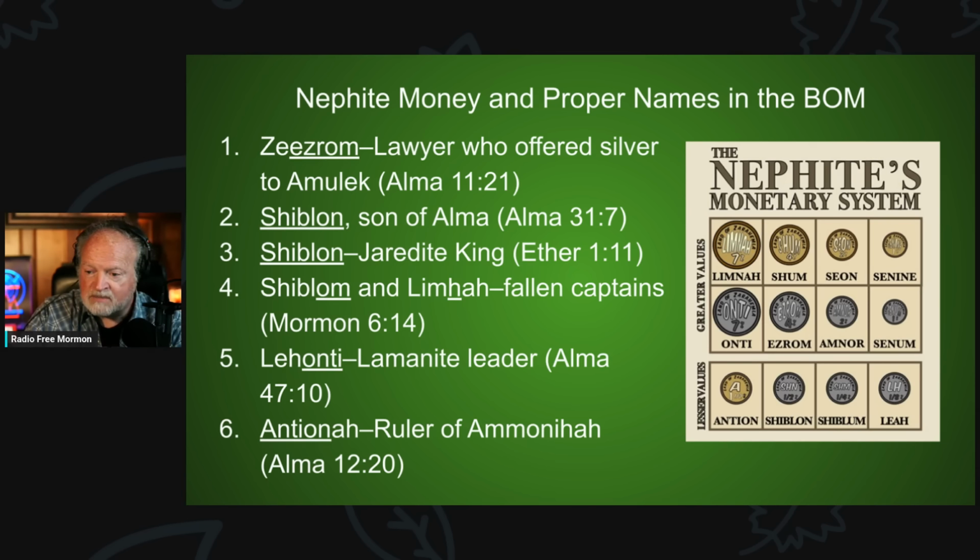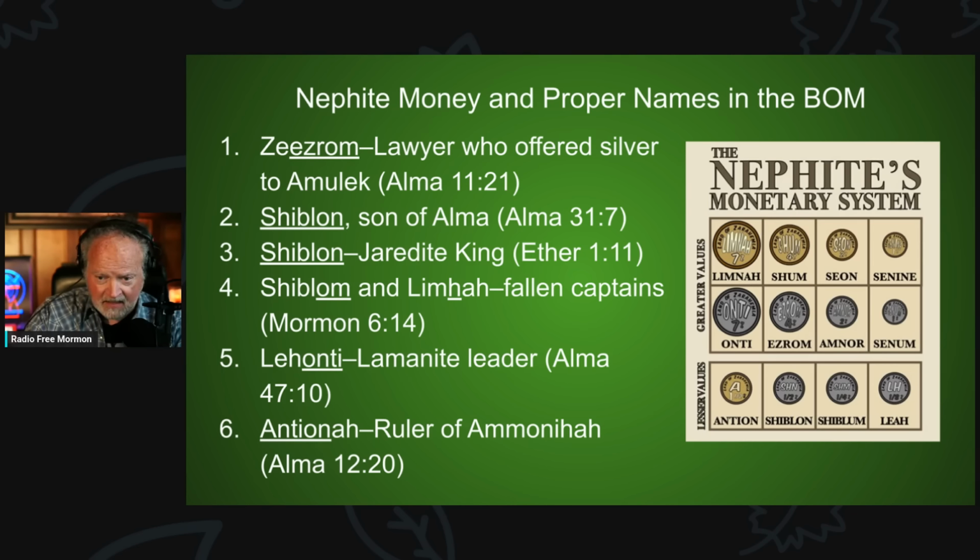Shiblon, we remember Shiblon. It's down there. It's one of the lesser silver values. Shiblon is also the name of a son of Alma. In Alma 31:7, it's one of his sons. He's named after a coin. Maybe it's like Bill, he's named after a dollar bill. Or Penny, if you know a girl named Penny, named after a little coin. But this is Shiblon, the son of Alma, or Shiblon is also a Jaredite king in Ether 1:11.